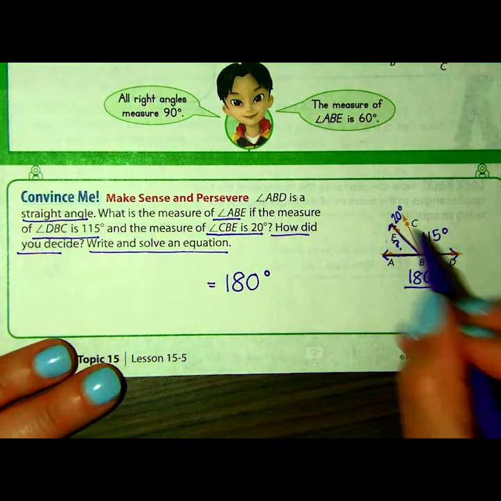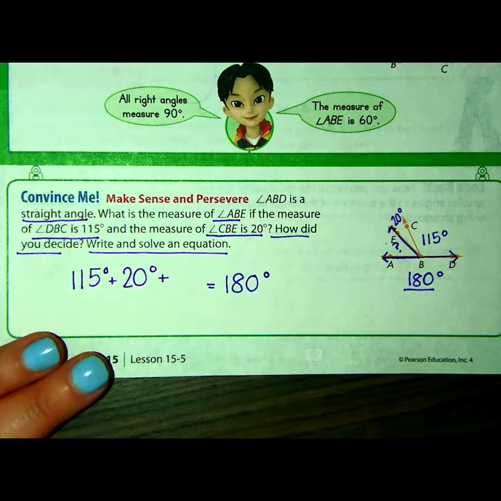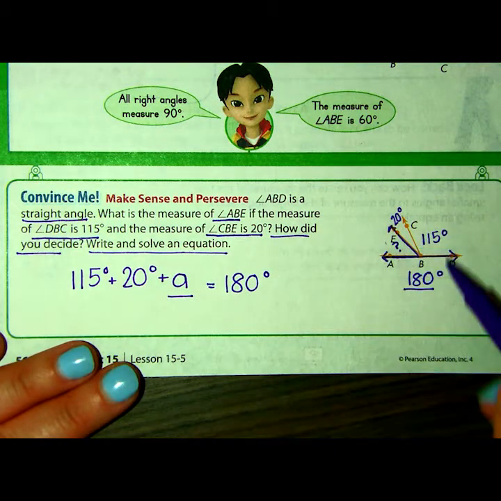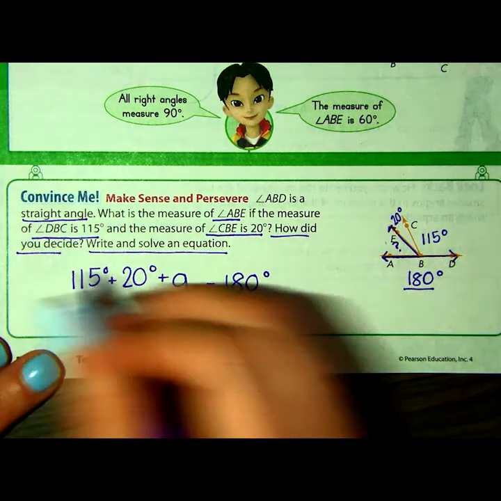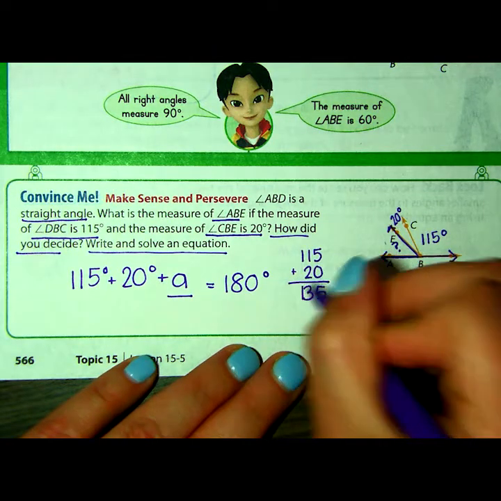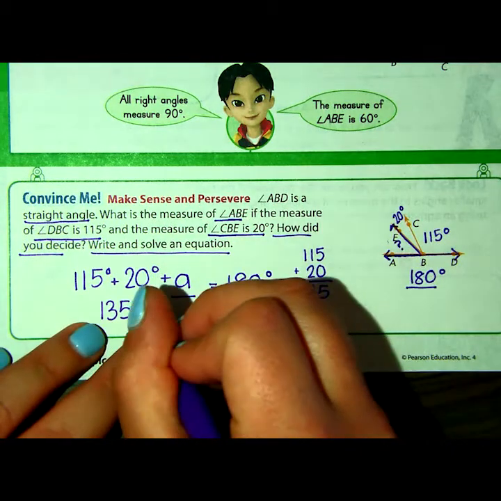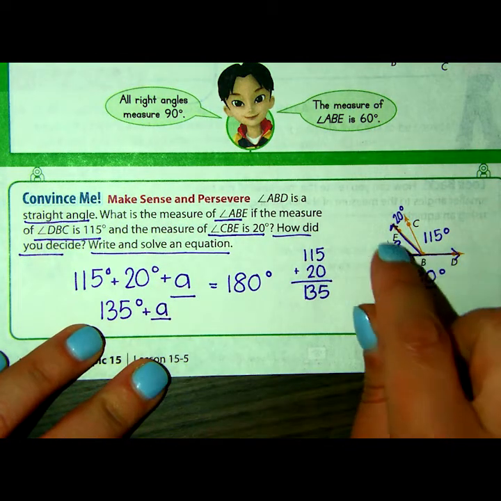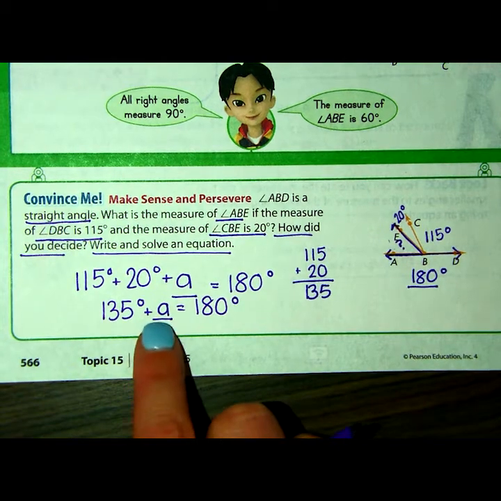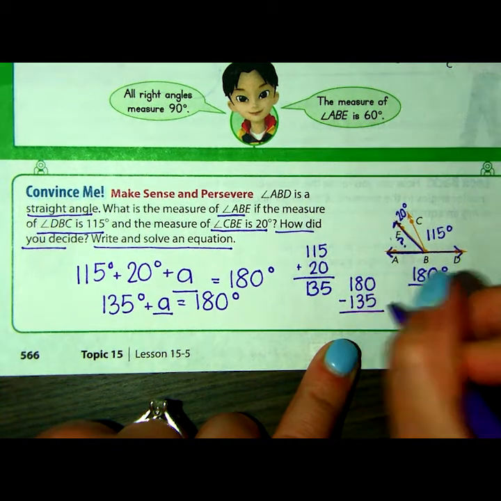Now they've given me two of them. So 115 degrees plus 20 degrees plus, we could put A for angle for the unknown one right here. Those three numbers together have to equal 180. So now I can go ahead and add these two amounts together. I can do that over here to the side. 115 added to 20 gives me a total of 135. Now 135 are those two angles that they gave us combined, plus that unknown, A for angle, which is this one we're solving for, equals 180 degrees. Now I know that in order to find this missing number, I need to subtract 180 minus 135. Right away, my brain tells me, can't do that.